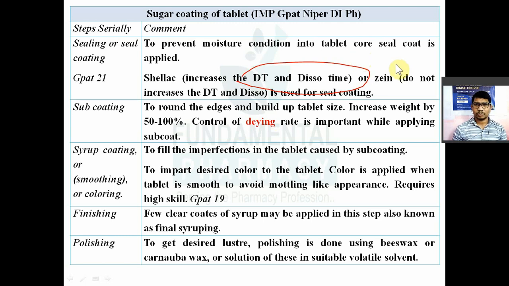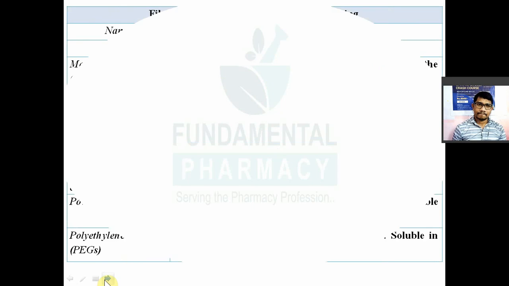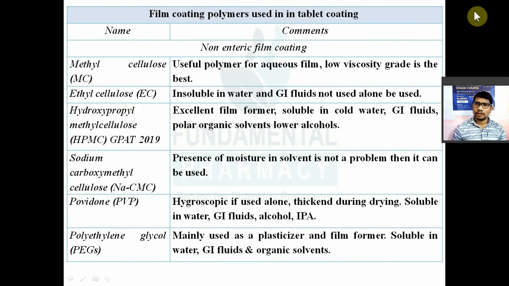थर्ड वन इज एचपीएमसी, हाइड्रोक्सी प्रोपाइल मिथाइल सेलुलोज. सो इसके ऊपर क्वेश्चन आया था: द मोस्ट कॉमन फिल्म फॉर्मर इन द फिल्म कोटिंग ऑफ टेबलेट, that is hydroxypropyl methyl cellulose. So it is an excellent film former, soluble in the cold water, GIT fluid, polar solvents and lower alcohol. So इसके ऊपर क्वेश्चन है, it is the most common film former in the film coating.